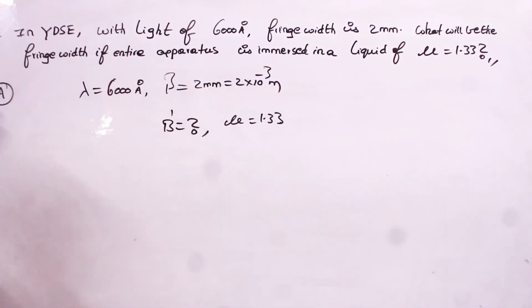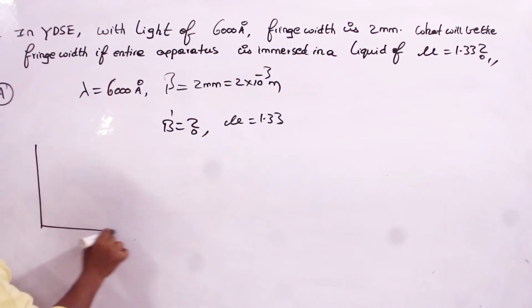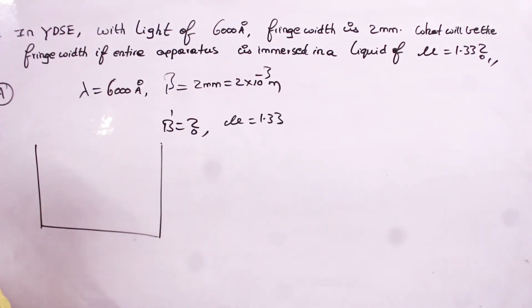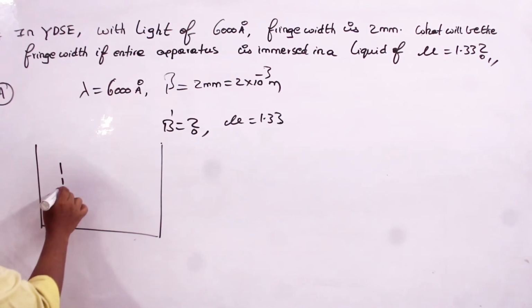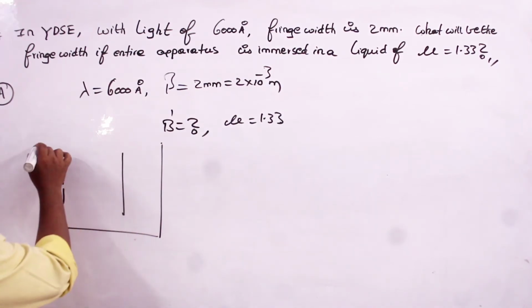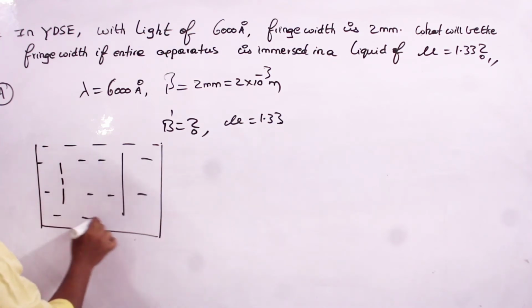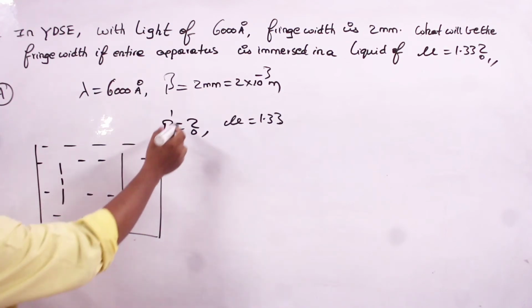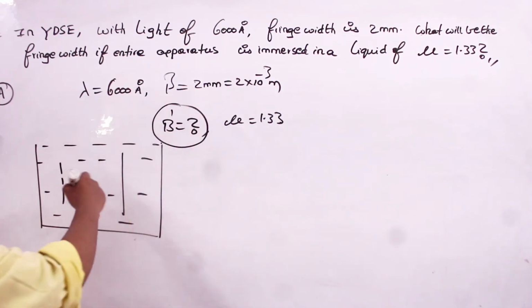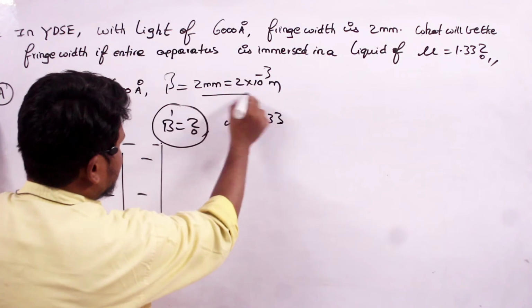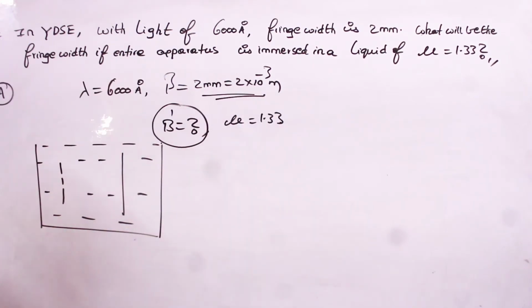So we are taking an apparatus of Young's double slit experiment, and we are immersing this completely in some water, in some liquid of some refractive index. Are you able to understand? Then what will be the fringe width? Actual fringe width is 2 into 10 power minus 3 meter. That is the question.